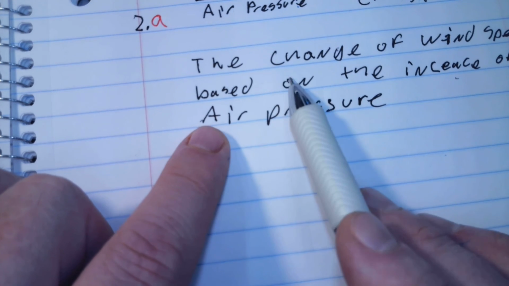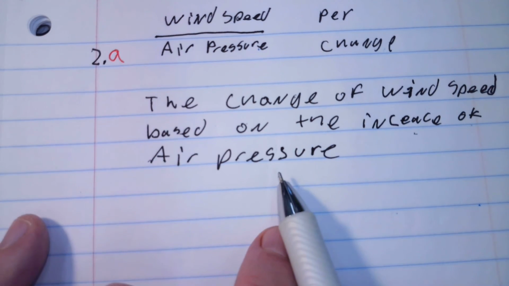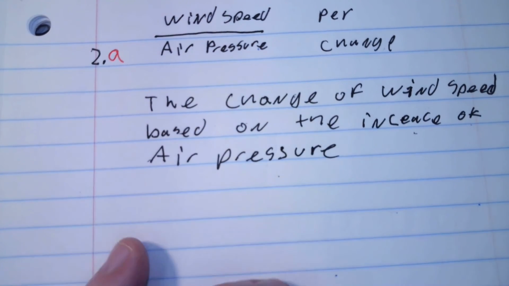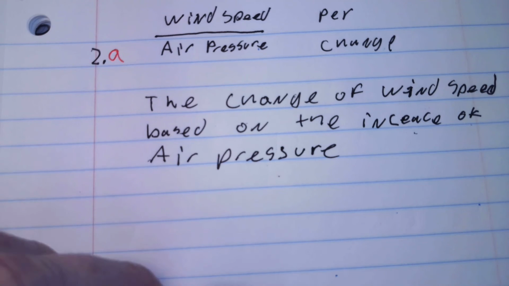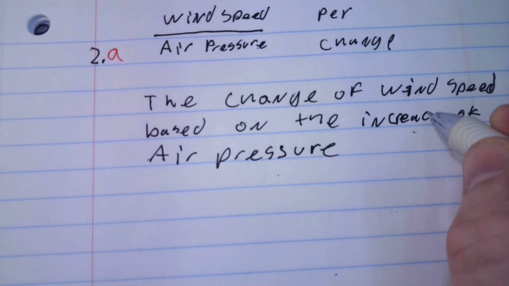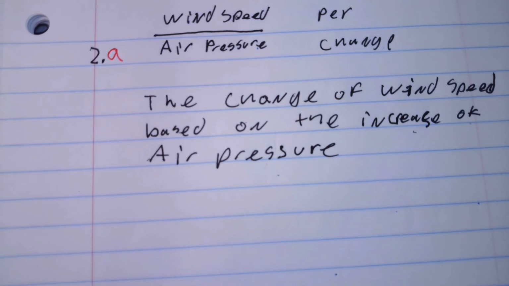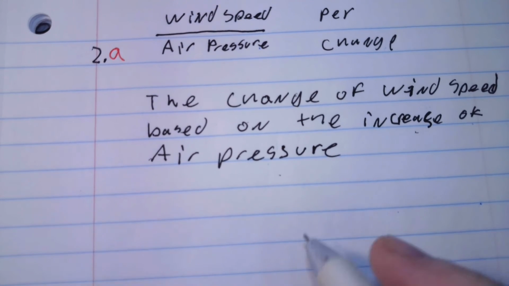And it could be, instead of the change, we could say the lowering of the wind speed based on the increase of air pressure. When I'm grading something like this, I'm looking for this. Did I leave out a letter in increase? I did, didn't I? That is terrible. There's terrible, horrible things that I did. And I did so many bad things. All right. So the change of wind speed based on the increase of air pressure.